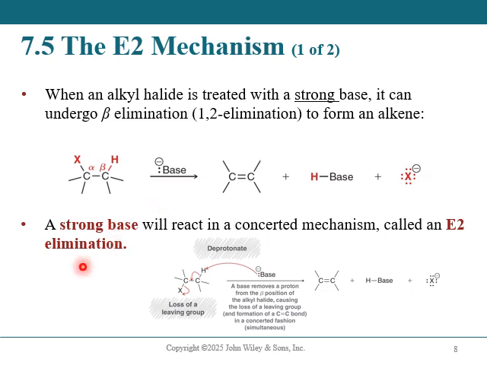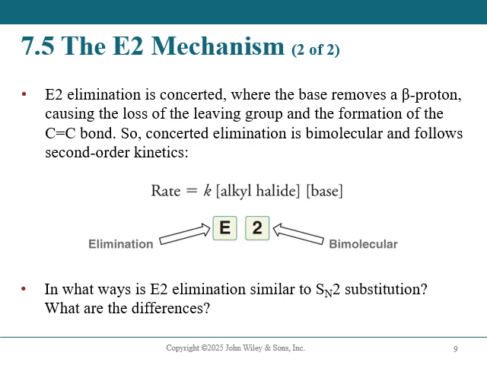A strong base will react in a concerted mechanism called E2 elimination. So the base attacks your proton, donates that pair of electrons, and then the halogen of the alkyl halide leaves. You need for all of this to happen so that you have enough electrons to form that double bond, and the carbon to not have 5 bonds. E2 elimination is concerted, like we just saw, where the base removes a beta proton, causing the loss of the leaving group and the formation of the carbon-carbon double bond.